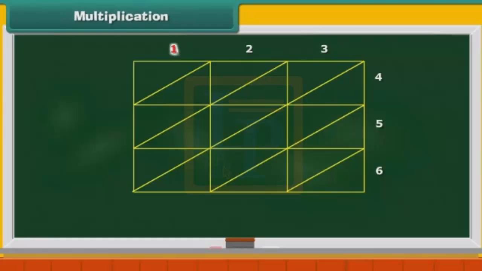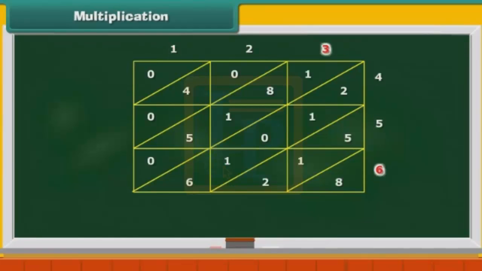Multiply 1 by 4. Write the result as 0,4 in the first cell. Multiply 2 and 4 and write the result as 0,8 in the second cell and so on. Now add up the diagonal elements from the bottom.